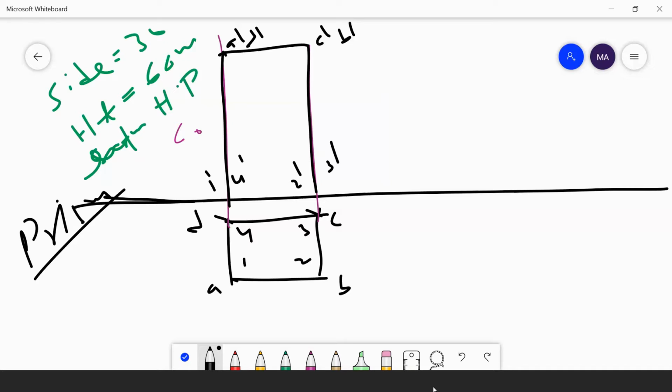D. Okay. Then next we will draw a pentagonal prism. How will you draw a pentagonal prism? I am taking 30 mm as the side.